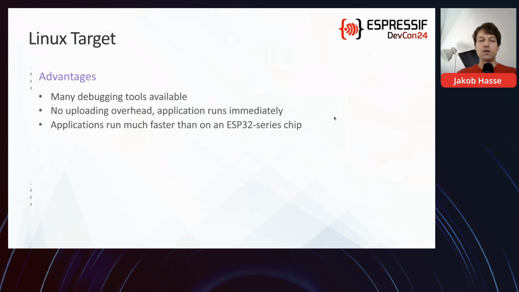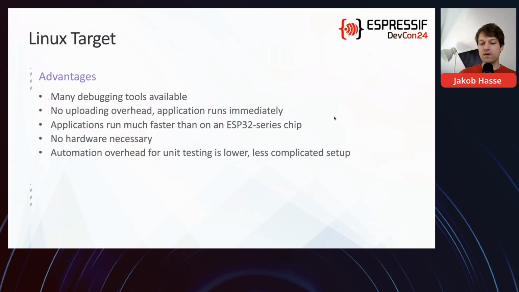Another advantage is that applications on the host run much faster than on ESP32 series chips. This is particularly useful for large batteries of unit tests, where each test runs one after another without any delay or timing requirements. There's no hardware necessary, as in the case for QEMU, which is quite useful if you run out of development boards or somehow do something bad to them.